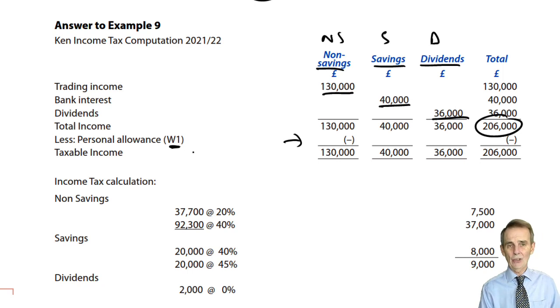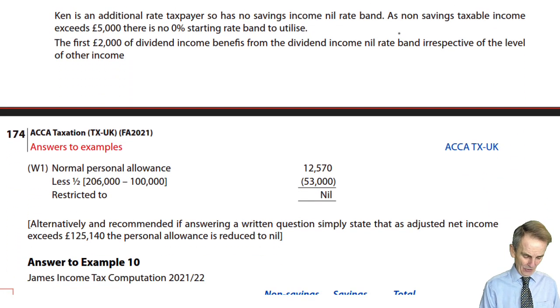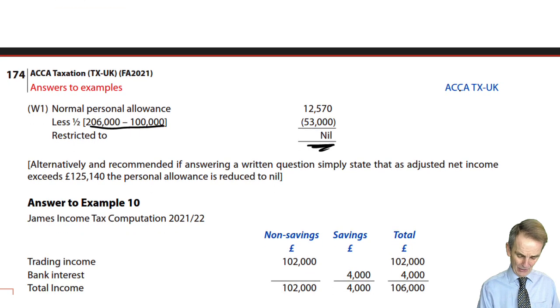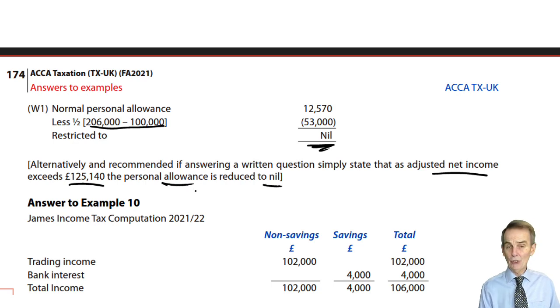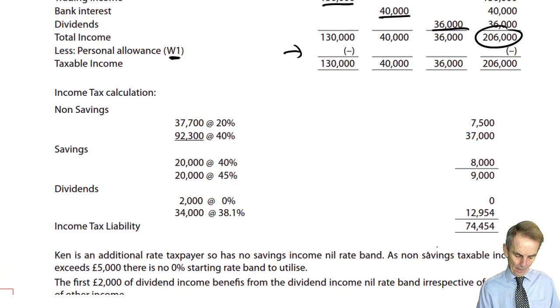I've put a little working and a note to this, neither of which would you be doing, of course, unless you were working on a Section C written question, where what you'd say, as is said in the note below, that you will be writing in, rather than this exercise of showing the normal deduction, which obviously brings you down to zero, you'd just be saying that adjusted net income exceeds 125,140, so the personal allowance is reduced to nil. Job done.